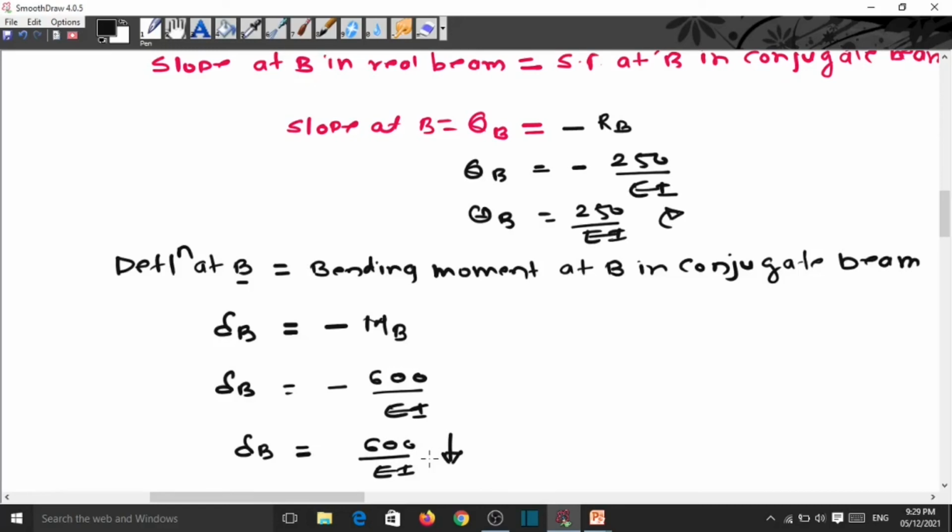So in this way you have to calculate the slope and deflection in the beam by using the conjugate beam method. Thank you.